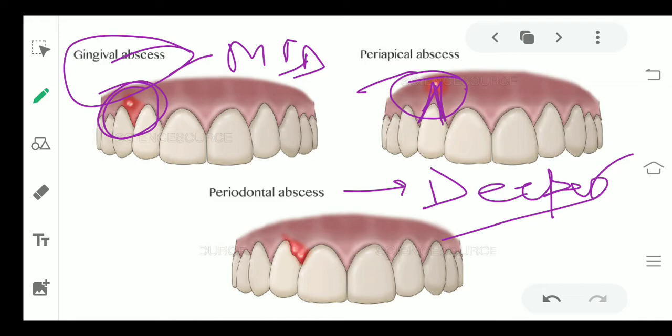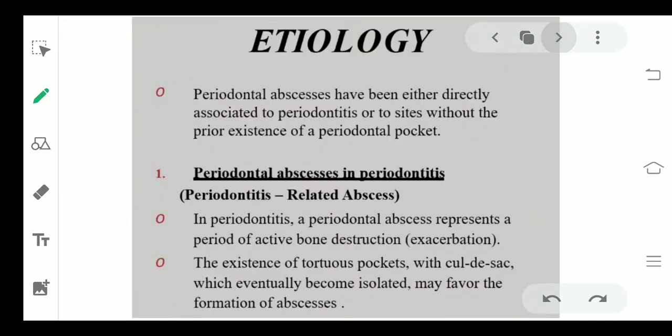Okay, and this is near the pocket region. Now coming to the etiology. Etiology is what is exactly leading to this abscess formation. So always remember, whenever there is a periodontal abscess formation, it is very much possible that the patient is also having a case of periodontitis. These both coexist with each other.